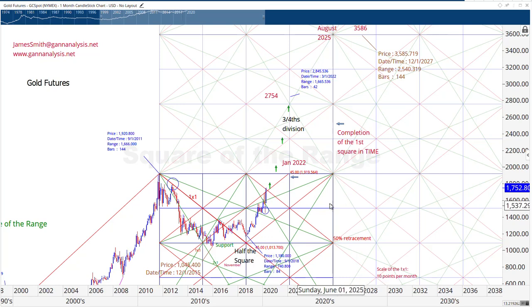So a lot of things that I've gone over here very quickly. I just wanted to give you the flavor of how Gann works. Time and price. When they're in balance, you get a change in trend. That's what it's all about.